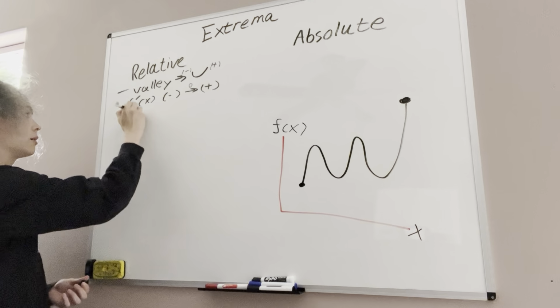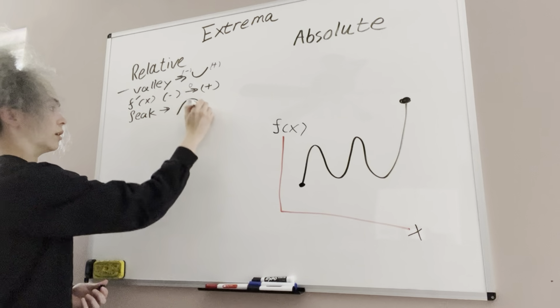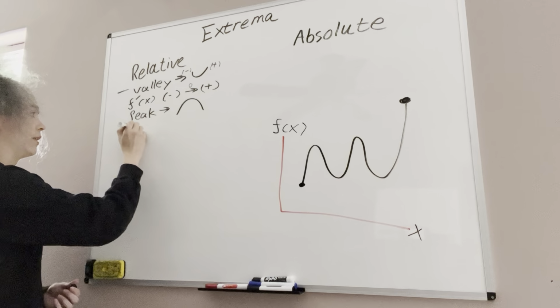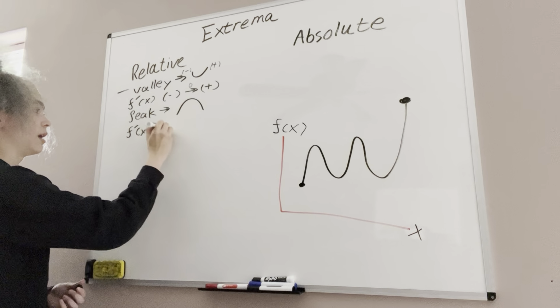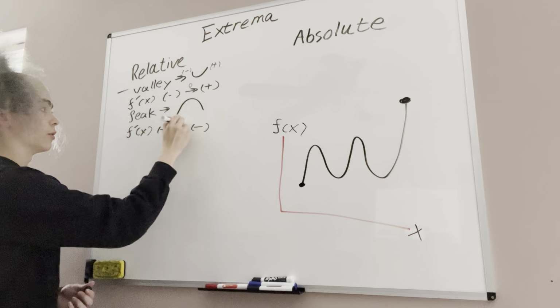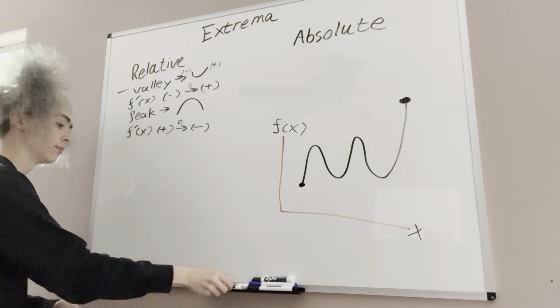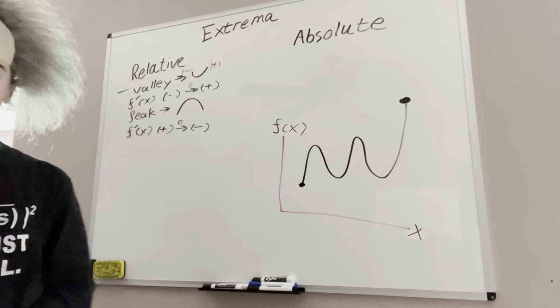But for a peak, it's going to look something like that. F prime of x is going to go from positive to negative. Most likely hit 0 somewhere in the middle. So that's our calculus definition of a relative extrema, right?